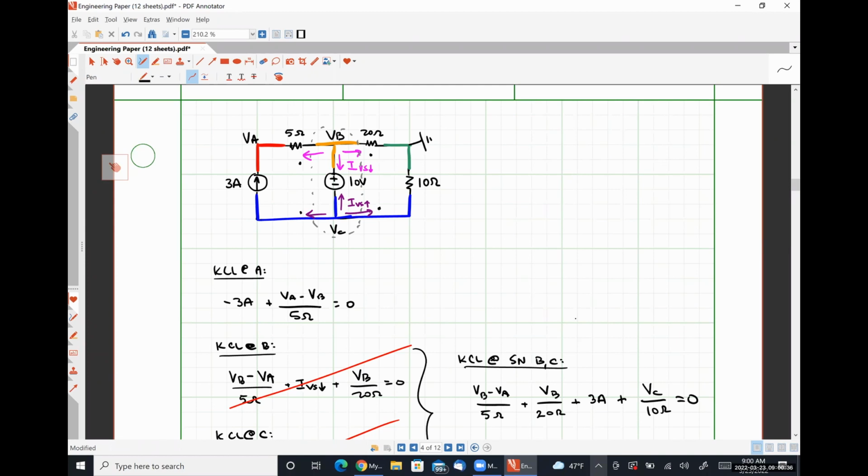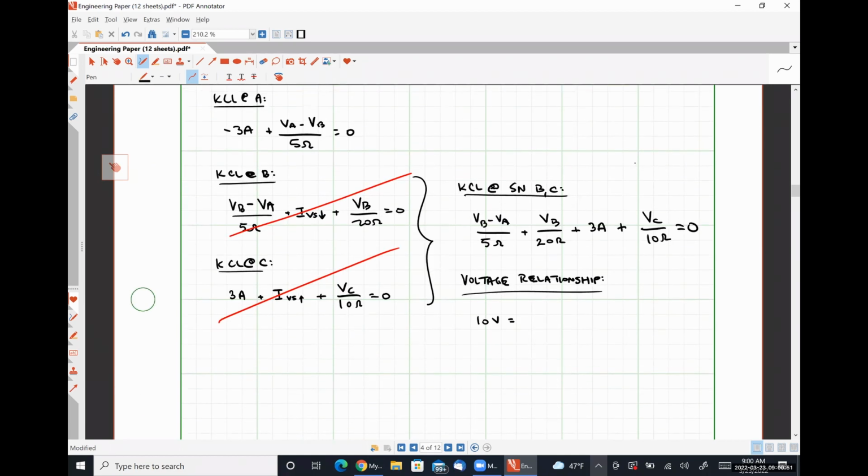Garrison, which nodal voltage is at the positive polarity terminal? Which nodal voltage is at the negative polarity terminal? So what's my 10 volts is equal to? Absolutely right. And I now have 3 equations, 3 unknowns that I can use to solve my system.